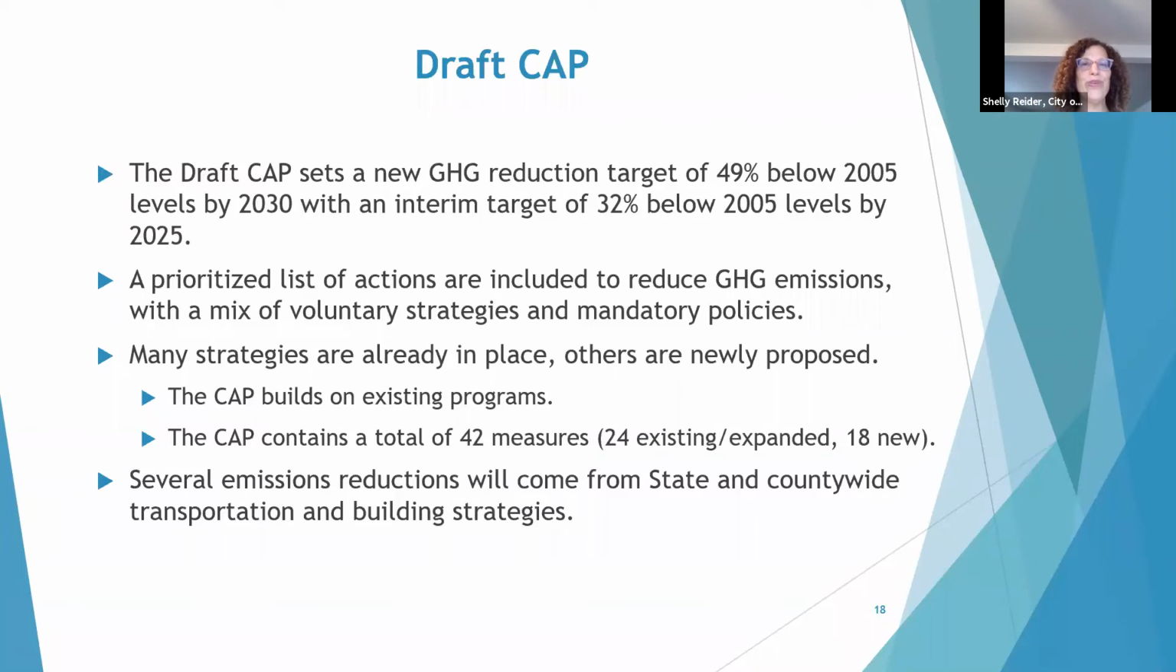I will refer to it as the CAP on and off as well, just so you know. Actions are included to reduce greenhouse gas emissions with a mix of voluntary strategies and mandatory policies. Many strategies are already in place and others are being newly proposed. The CAP builds off of some of our existing programs, and there are a total of 42 measures in the draft climate action plan: 24 existing, some of them being expanded, and 18 new measures. Several emissions reductions will come from state and countywide transportation and building strategies.